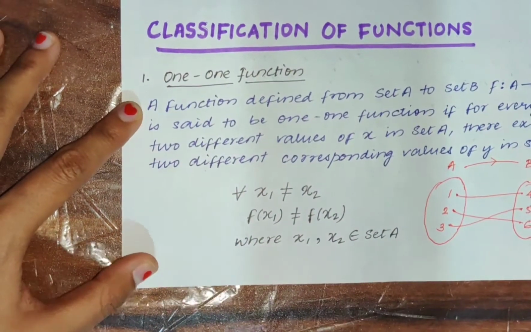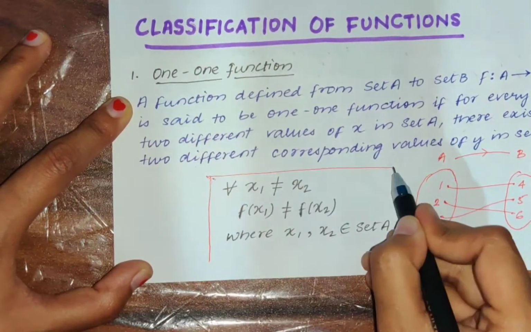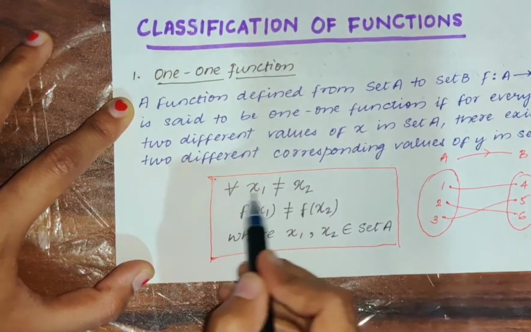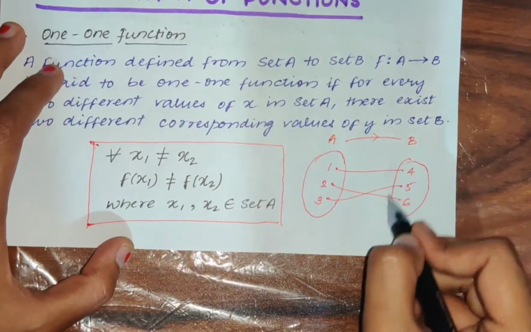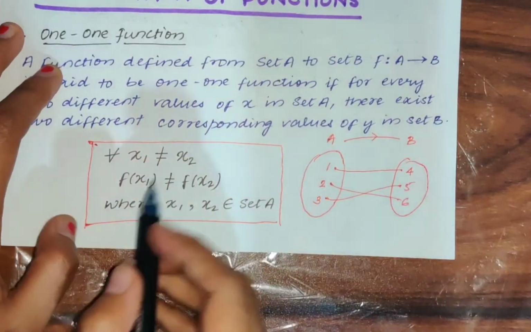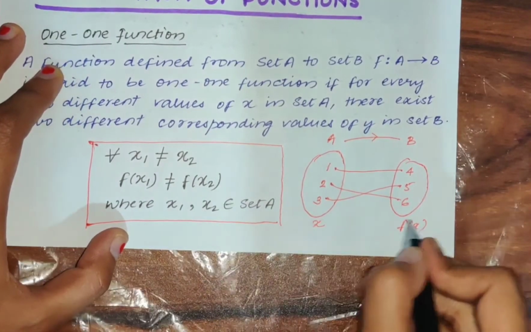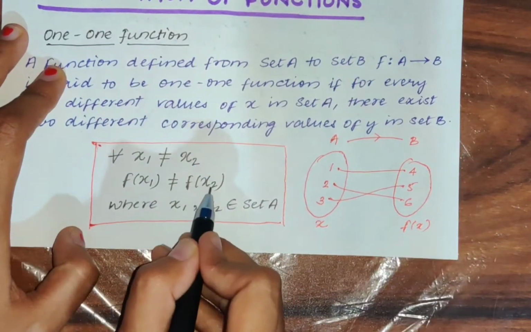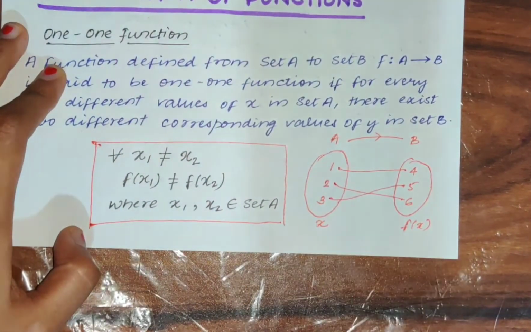In mathematics, we define it like this. Let's say there are two elements x1 and x2 and they are not equal. If I map them with the elements of set B, they'll be written as f of x1 and f of x2. So f of x1 will not be equal to f of x2, where x1 and x2 belong to set A.